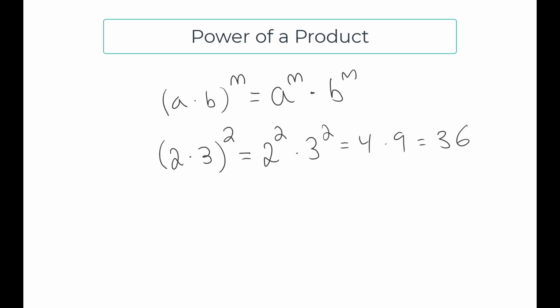We can verify that this is true by, instead of applying this property, just multiplying our quantity in the parentheses. So 2 times 3 is 6, and that is being squared, and 6 squared is 36, and we can see that we have a true statement.